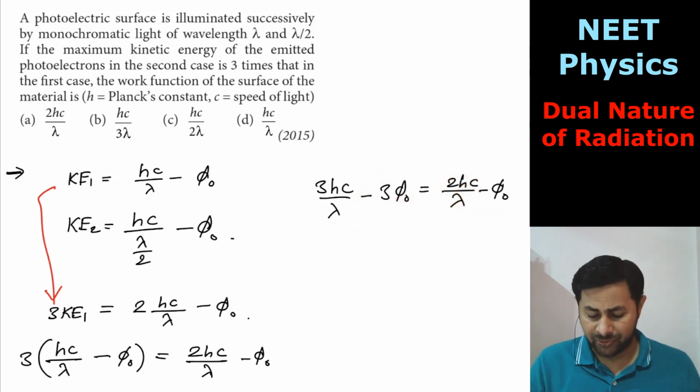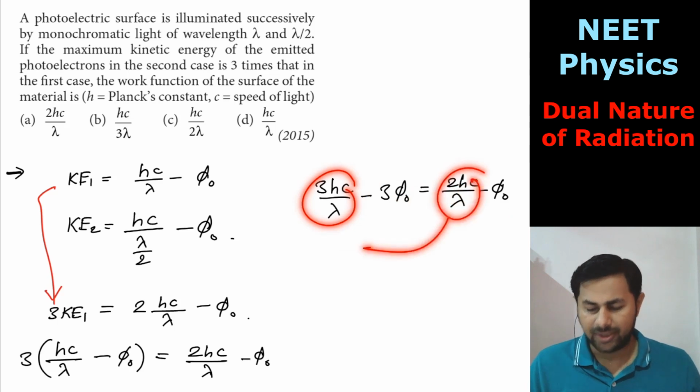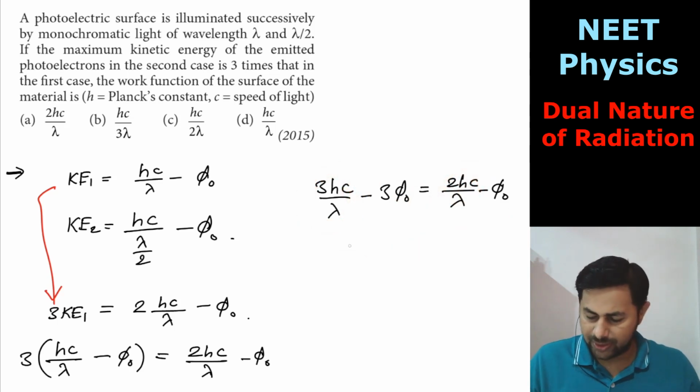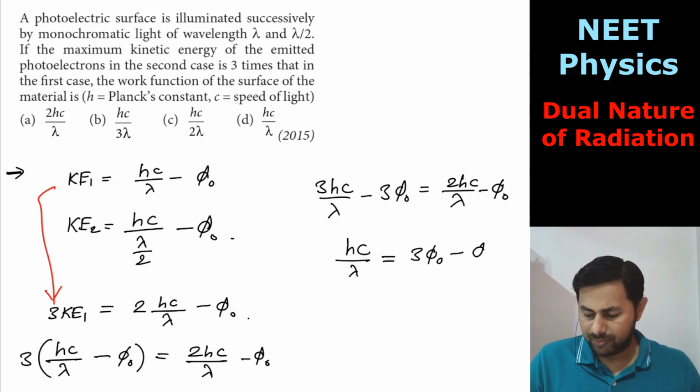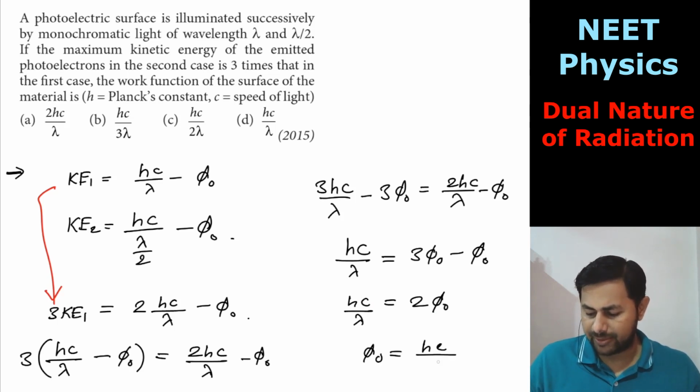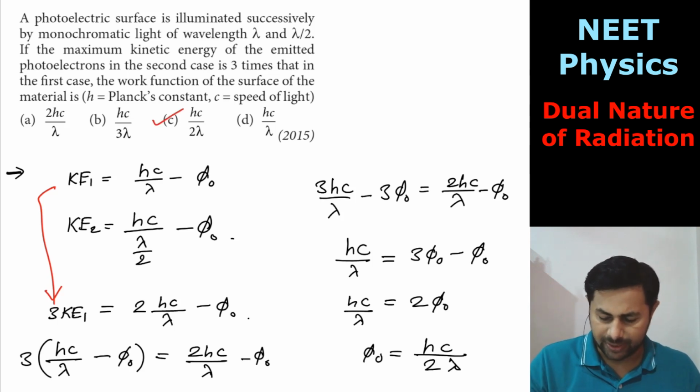Okay, so we'll get the answer. 3hc by lambda minus 2hc by lambda is just hc by lambda, and that is equal to 3 phi naught minus phi naught, which means 2 phi naught. So 2 phi naught is equal to hc by lambda, and therefore phi naught is just equal to hc divided by 2 lambda. Okay, so again a simple problem.